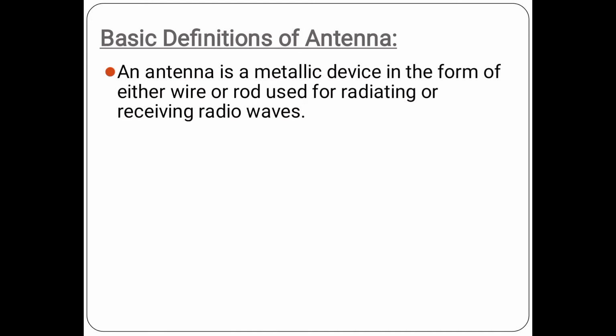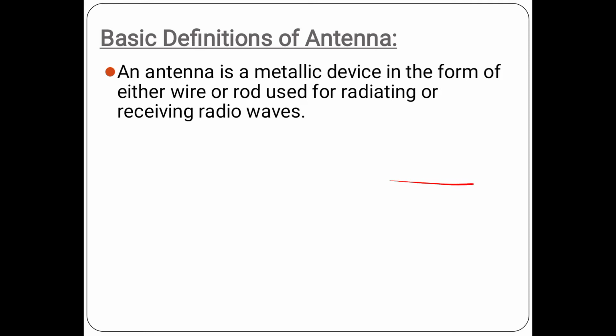An antenna is a metallic device in the form of either wire or rod used for radiating or receiving radio waves. These antennas are used for radiating. Radiate is nothing but transmitting and receiving the electromagnetic waves.